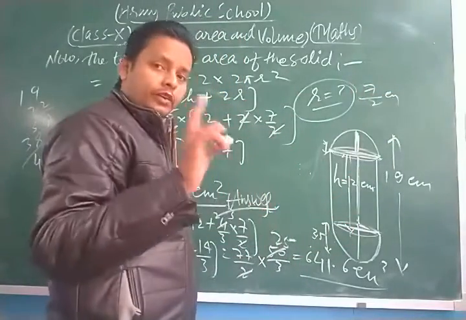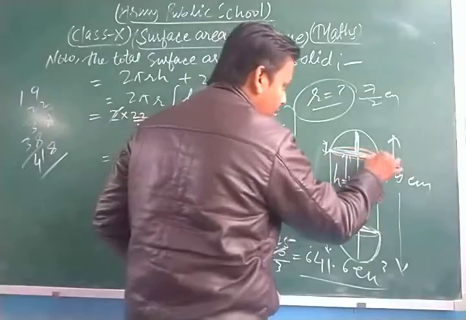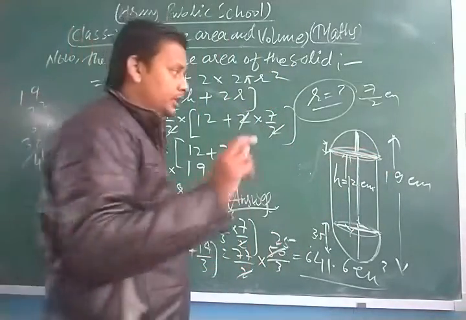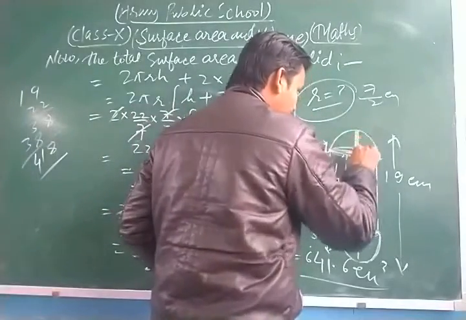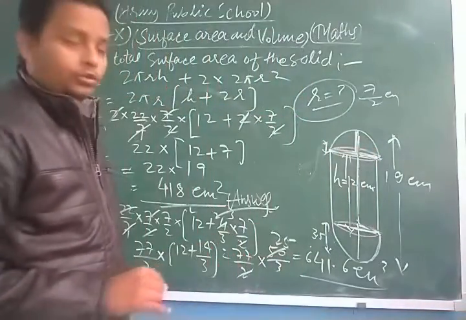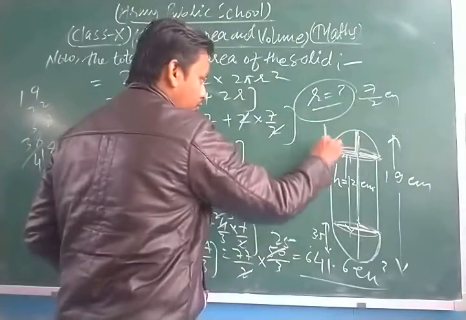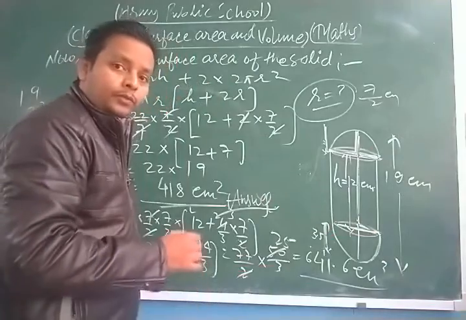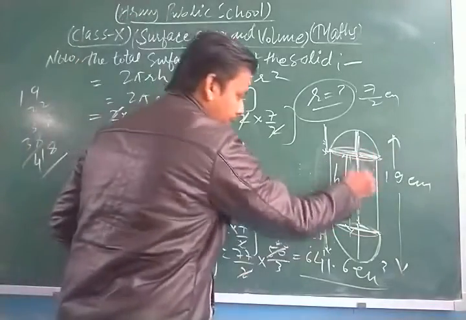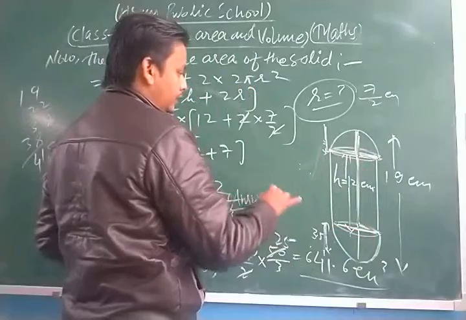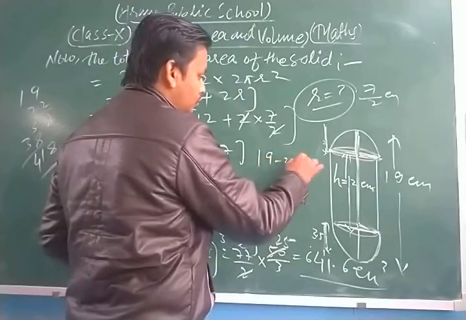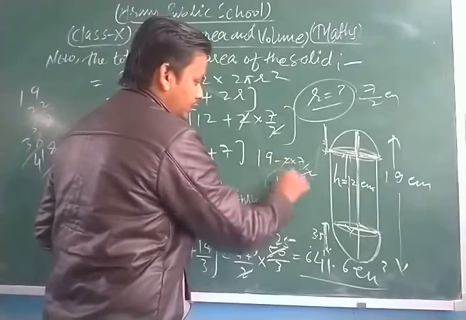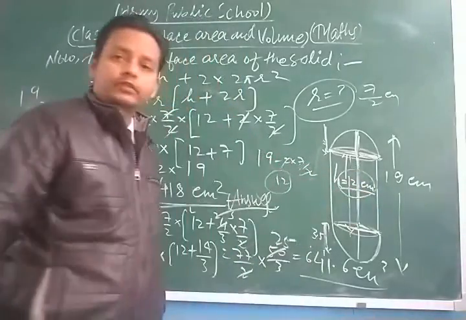And a very important concept is there: the radius of the hemispherical portion is always equal to the height of the hemispherical portion. So in this way this height is also 7 by 2, this height is also 7 by 2, and the total height of the toy is 19 centimeter. So first of all we find the height of the cylindrical portion by 19 minus 2 into 7 by 2, this concept. Okay, so here this is 12 centimeter.